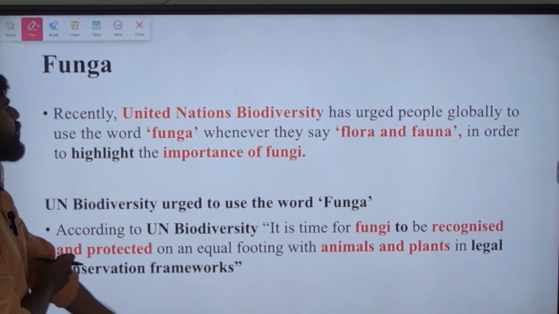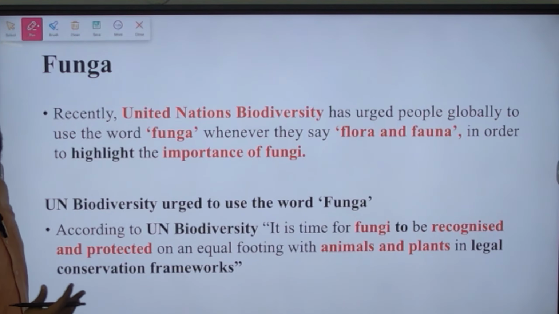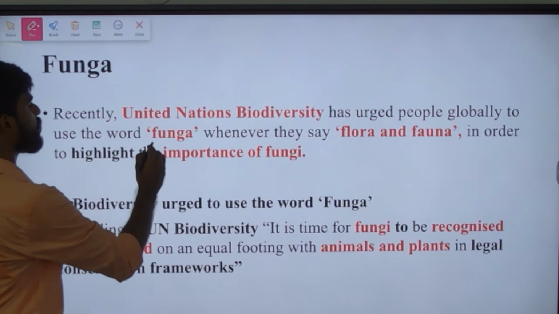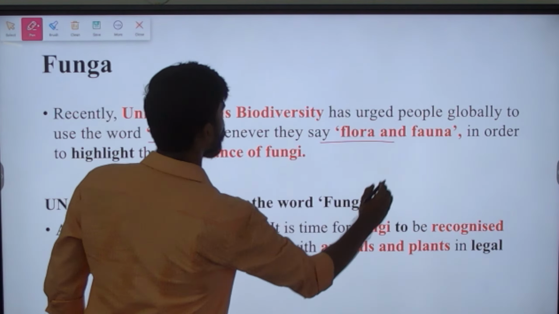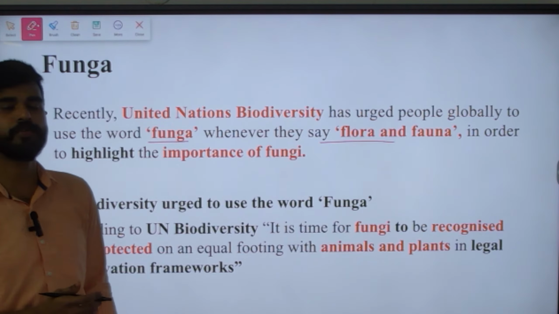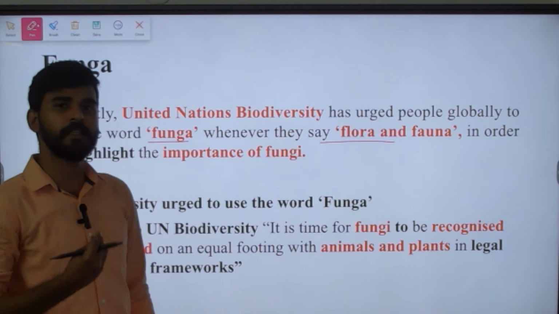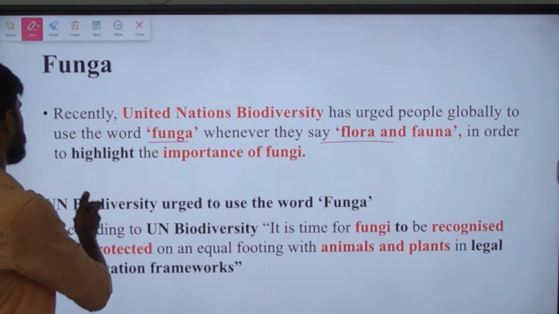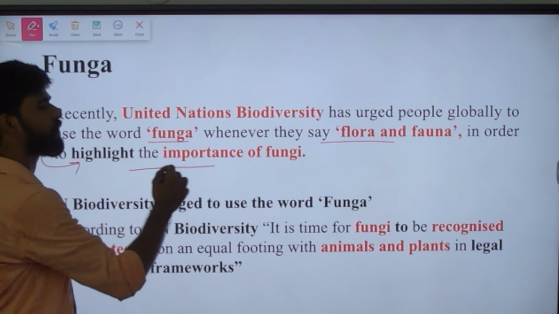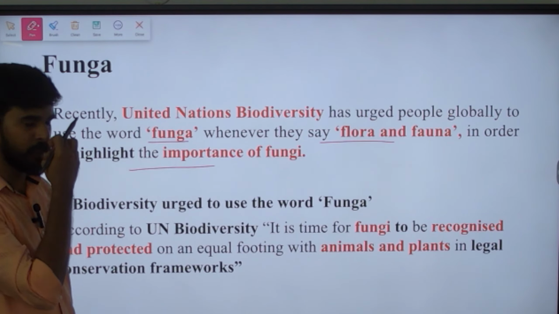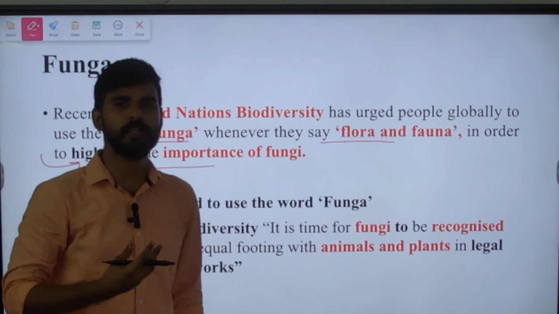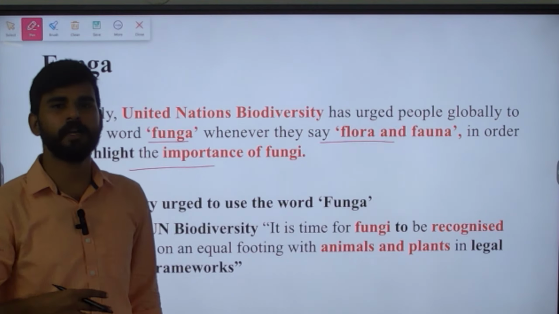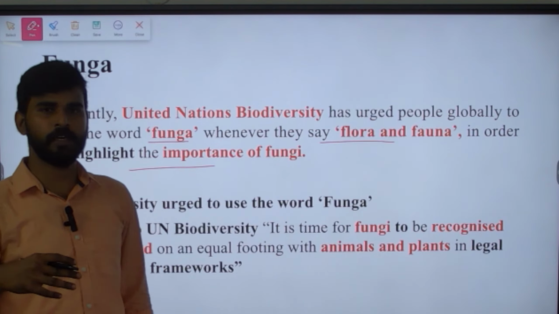Funga. Recently, United Nations Biodiversity, it is a conference. It has urged people globally to use the word funga whenever they say flora and fauna. So whenever people are going to use the terms like flora and fauna, they are advised to use this term funga along with it. Why? To highlight the importance of fungi. So that is the reason, because fungus plays an important role in an ecosystem, or it is an important part of an ecology, a biodiversity.